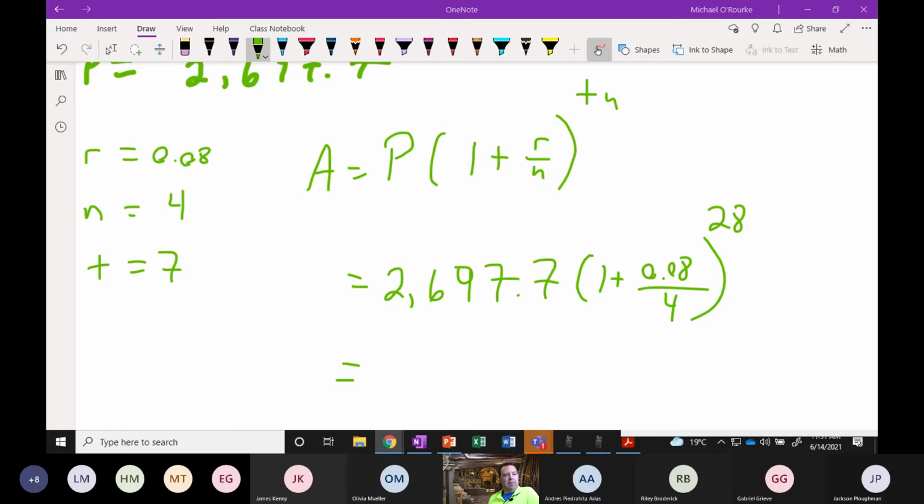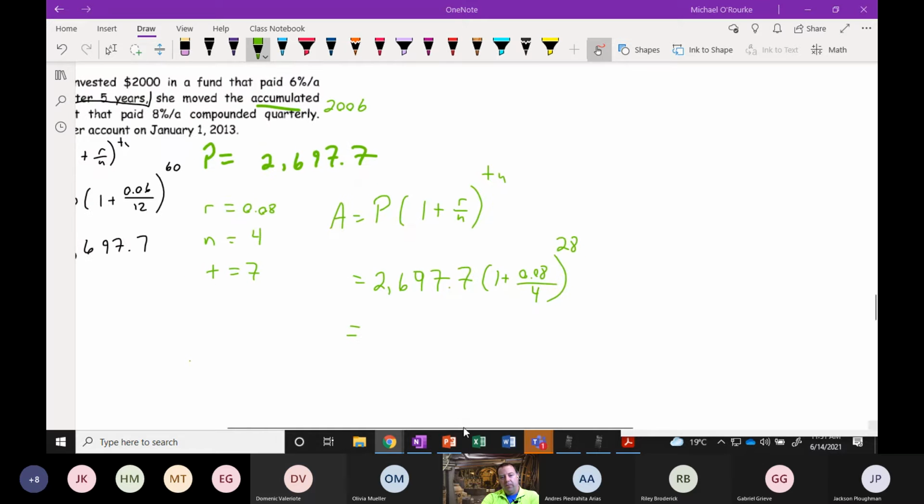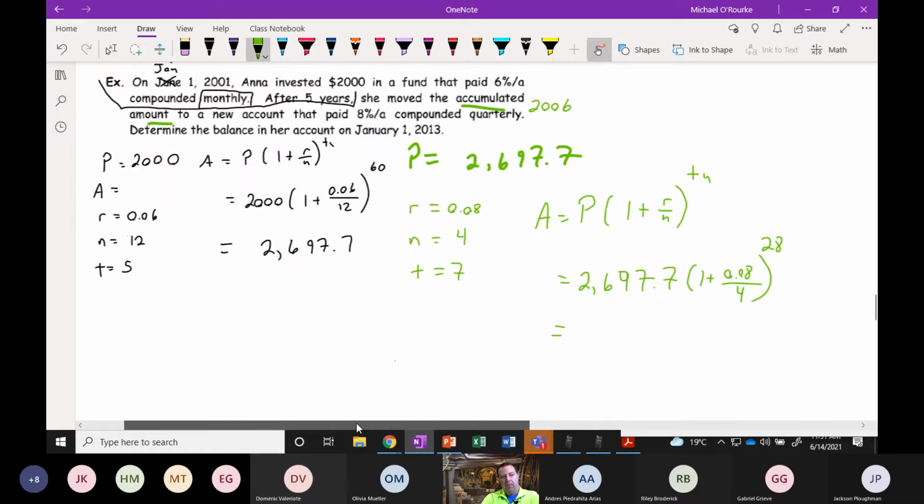Mr. O, could you zoom out just a bit? Yeah. That's good.